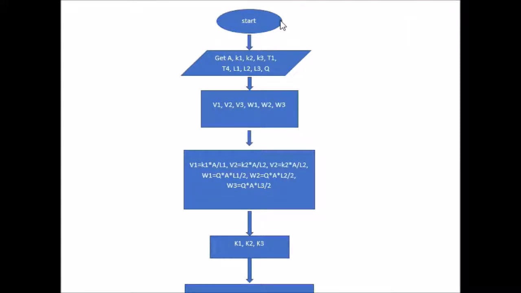To start, we are given the equation values of A, K, T, L, and Q. Then we must know the values of V and W. The formulas for V and W are shown here, and we can use these formulas to find the values of V and W. Before the program, we must know the flow chart for this equation.